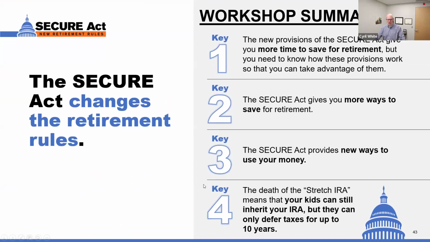So, in summary, we've covered the 4 key areas of the Secure Act, in addition to the differences between traditional and Roth IRAs. And those keys were that the Secure Act gave us more time to save for retirement with the modification to the required minimum distribution rules. Key number 2, more ways to save for retirement through the various different Roth options and small 401k options and annuity options. New ways to use your money, such as the 529 plans to pay for student loans or roll into a Roth IRA, and that the death of the stretch IRA means that your children still can inherit your IRA, but they can only defer taxes for up to 10 years if it's a traditional IRA.